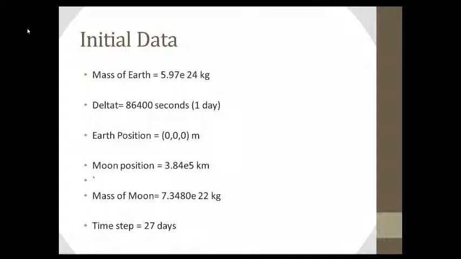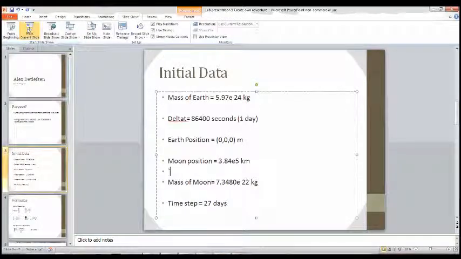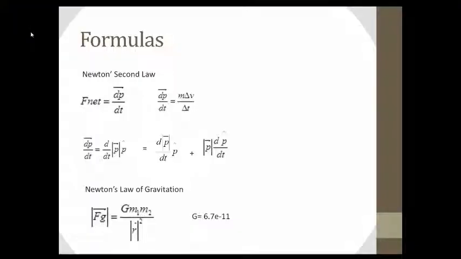First of all, I found the mass of the Earth to be 5.97e24 kilograms. I found the delta t of 1 day, or 86,400 seconds. I set the Earth's initial position to the origin, or (0, 0, 0), and I found the distance from the moon to be 3.84e5 kilometers. I found the mass of the moon, 7.34e22 kilograms. I used a time span of 27 days, which is one orbit of the moon.